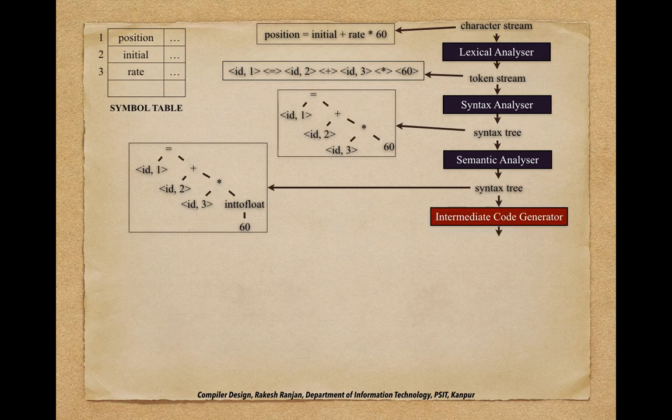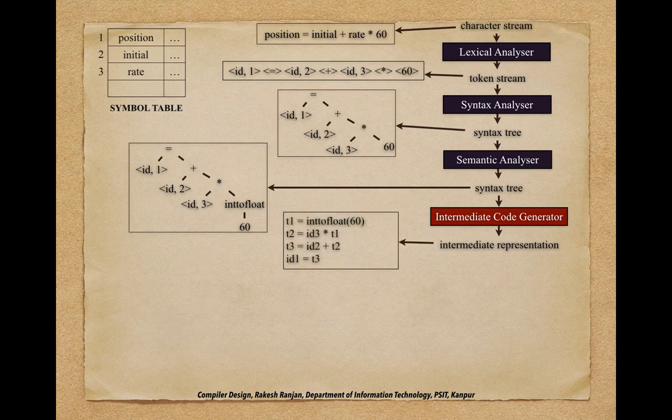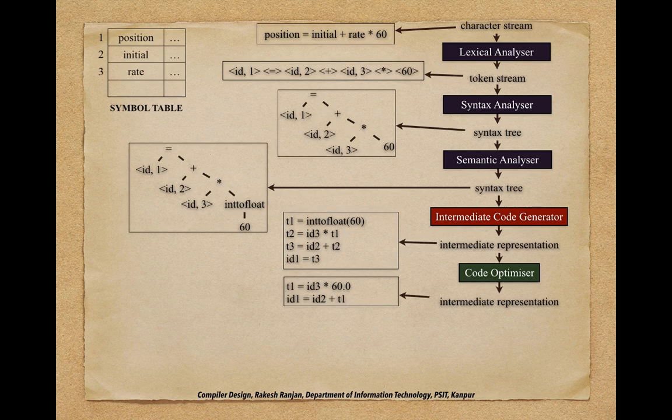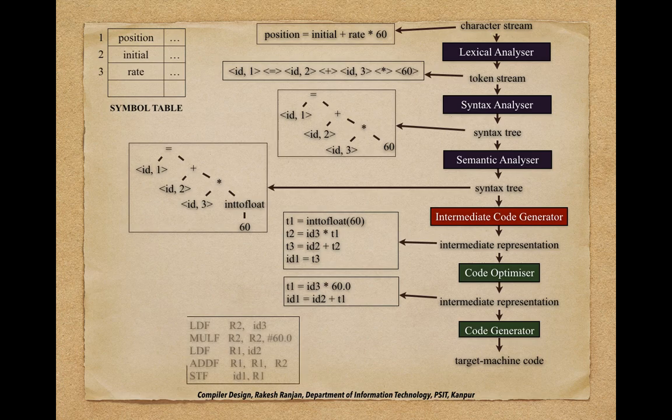Now we have the intermediate code generator. The intermediate code representation will be represented like this. It is very easy to understand. We have temporary variables t1, t2, and t3, and finally the result is stored in t3. The code optimizer will optimize the code. It can be optimized like this: the number of temporary variables is reduced. Here we have the code generator, and finally we have the target machine code. So this is the translation of an assignment statement.